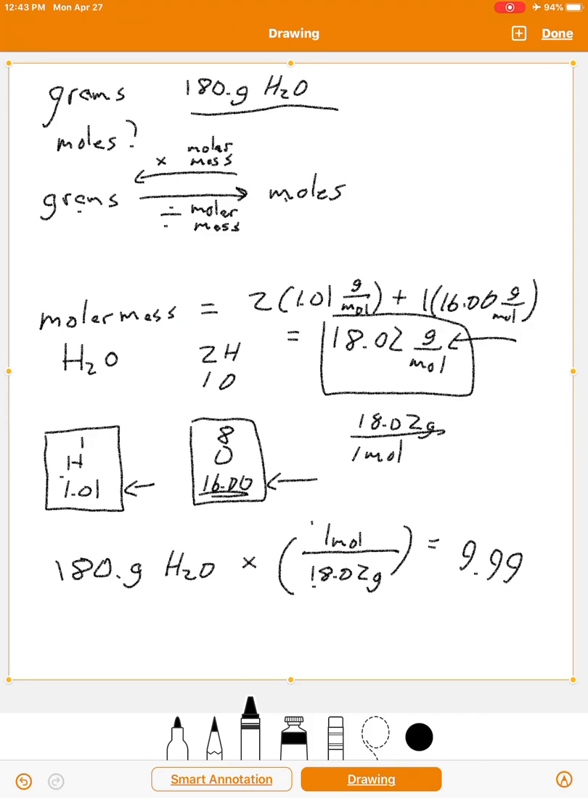And look what happens to the units. Grams are gone and you've got moles. Okay? So you could do exactly the same thing with your HBr problem. Works exactly the same way.